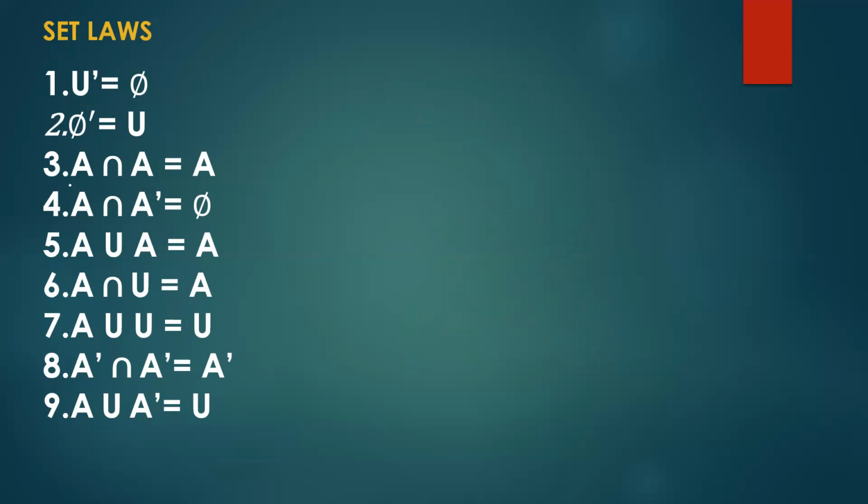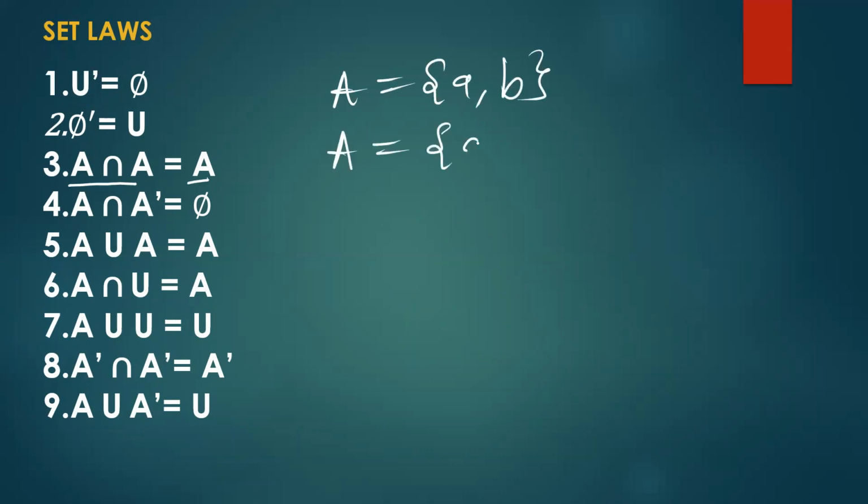What if you have A intersection A complement? You have set A, which contains A and B. You also have another set A, which contains the same elements A and B. And then they ask you to find A intersection A. So A intersection A is simply just finding the common elements between A and A.